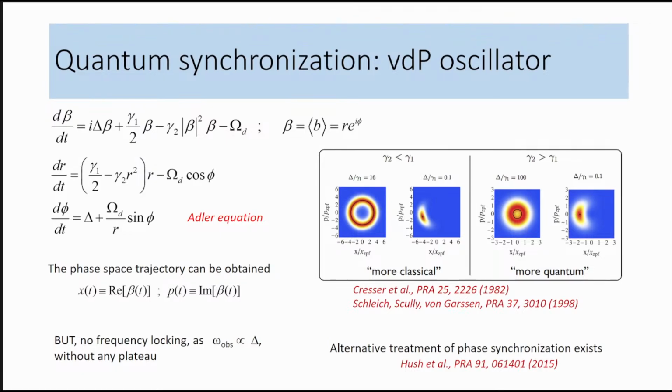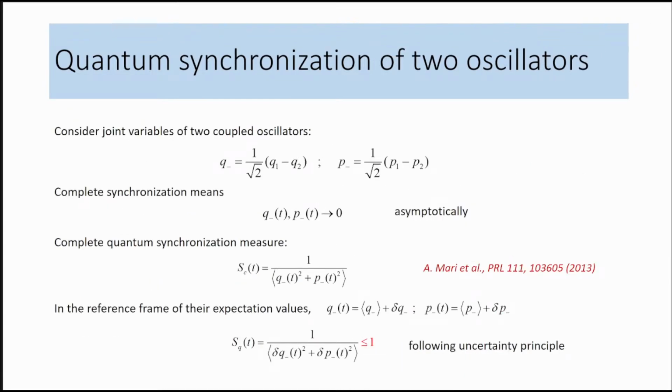Now let us go to the 2 oscillator problem. In 2 oscillators, we can define 2 variables, Q minus and P minus, which are the difference between their position and momentum quadrature. So as we understand, they will become synchronized if Q minus vanishes and P minus vanishes asymptotically.